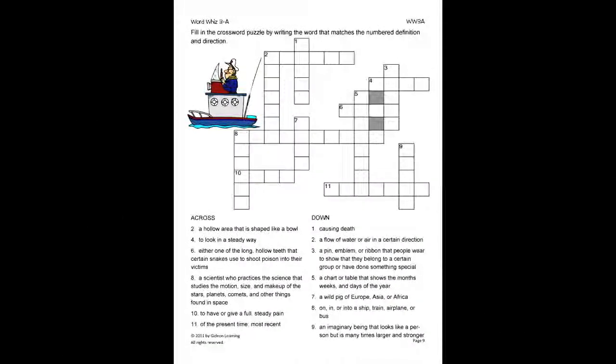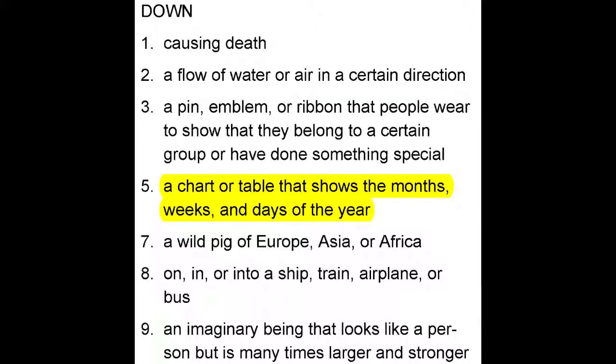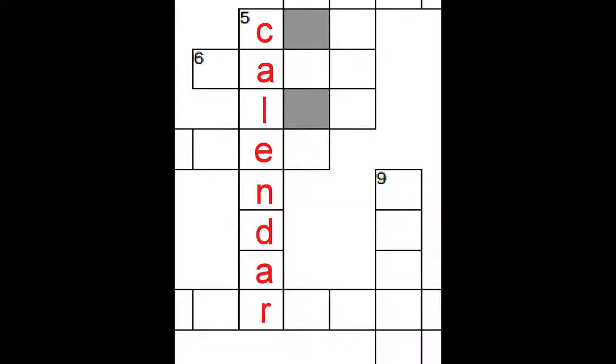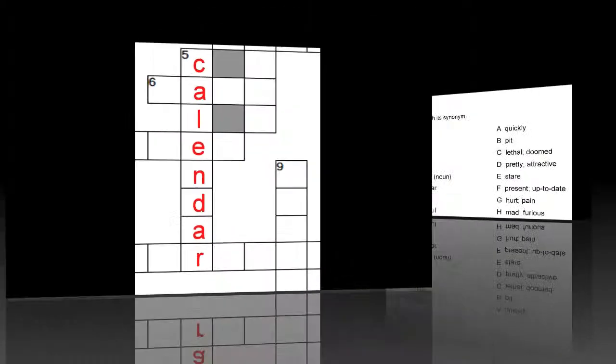On this activity, the student will fill in the crossword puzzle by writing the word that matches the numbered definition. Let's do number 5 together as an example. Underneath the down column, number 5 says, a chart or table that shows the months, weeks, and days of the year. Since we know this is the definition for calendar, we will find 5 down and neatly write calendar.